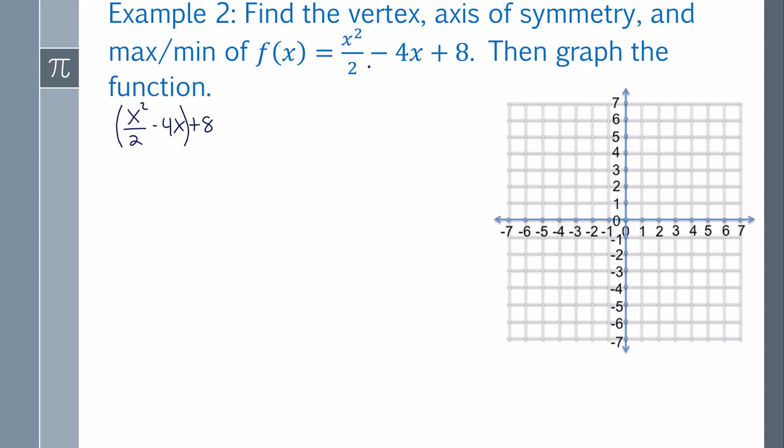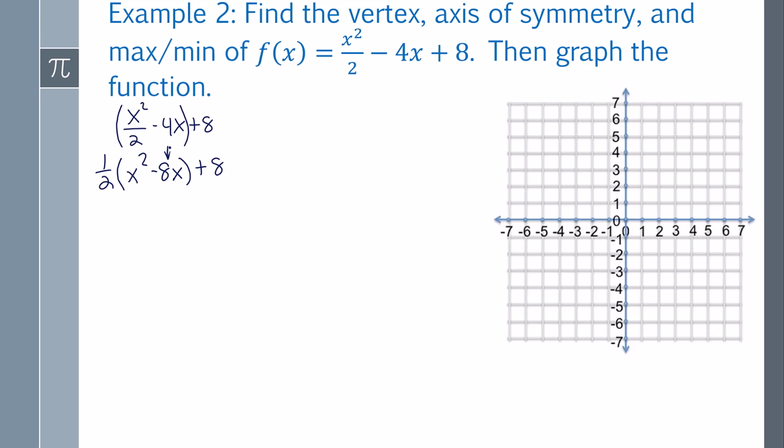So let's isolate the 8. Now if you notice, there's a 1/2. It's x squared over 2. For me to do the b over 2 squared, I've got to get rid of that 2 in the denominator, so I'm going to factor out the 1/2. Now if I factor out the 1/2, this now becomes 8x.